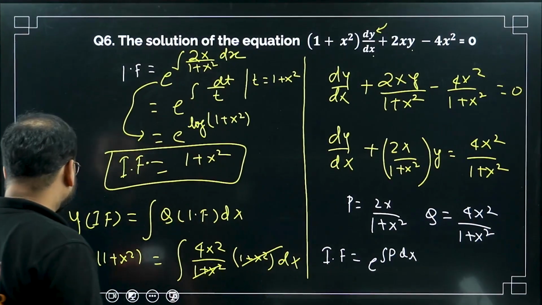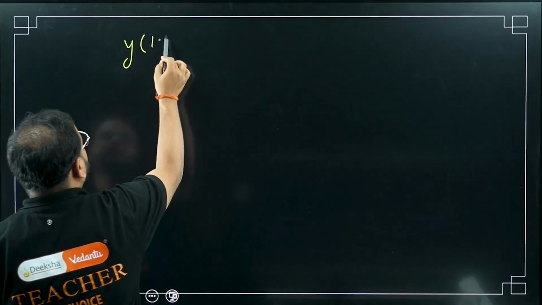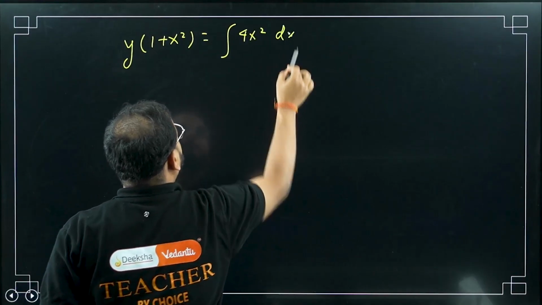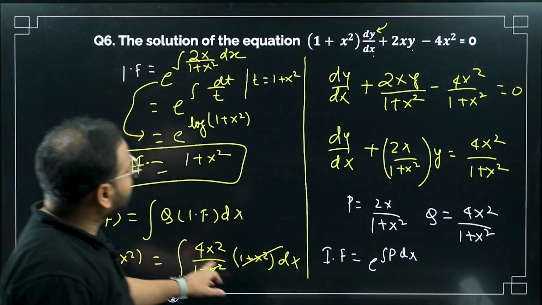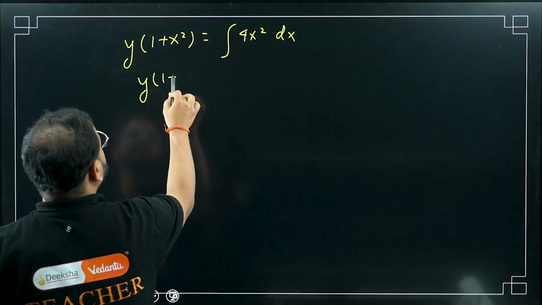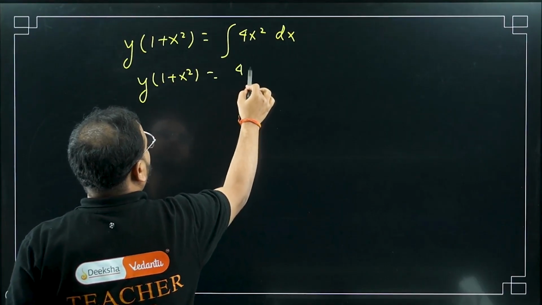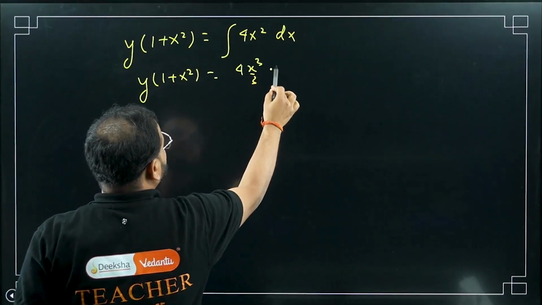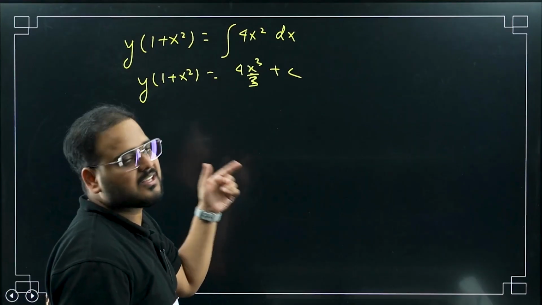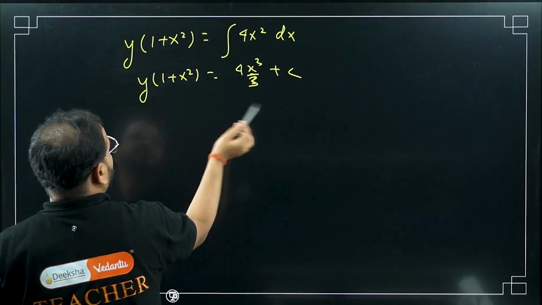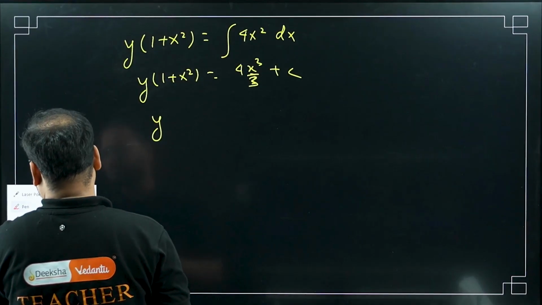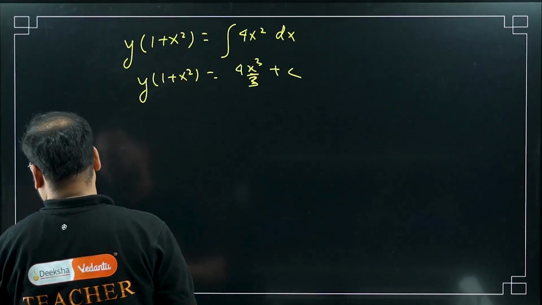Okay, now your final answer will look like this: y times 1 plus x square equals integration of what? 4x square dx. Have I missed something? 4x square dx, that's correct. Okay, the answer will be y times 1 plus x square equals, what is this? 4x cube by 3. 4 is a constant kept outside. Integration of x square is x cube by 3. My answer, if you want, I can write it like this, or this is okay. I don't have to write 3 on this side. My final answer is this only.